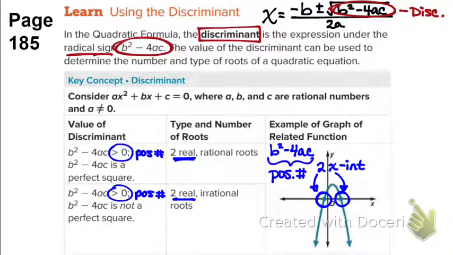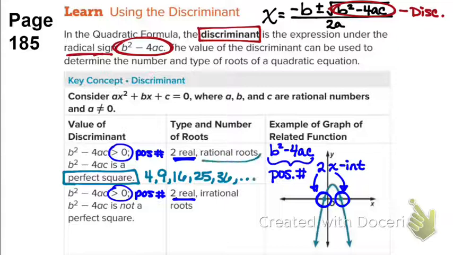If it turns out that when I do b squared minus 4ac, I get a perfect square, something like 4 or 9 or 16 or 25 or 36, on and on and on, that means we're going to have rational roots, roots that we could write as fractions or whole numbers.